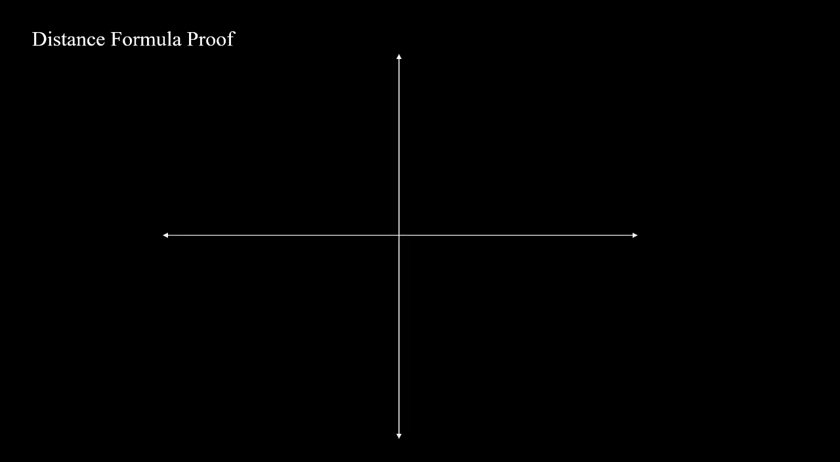So we're going to assume that we have an xy plane. So this is going to be x. This is going to be the y-axis. And let's just say we have a point anywhere on this graph. But I'm just going to draw it here. I'm going to call this point x1, y1.